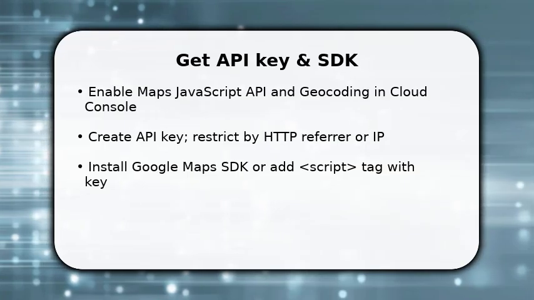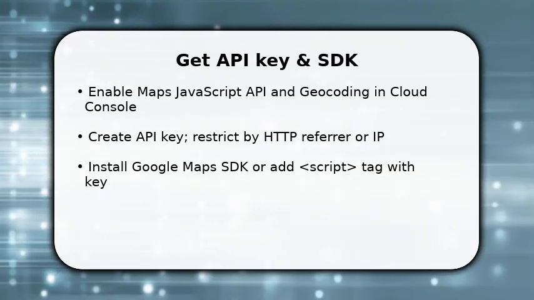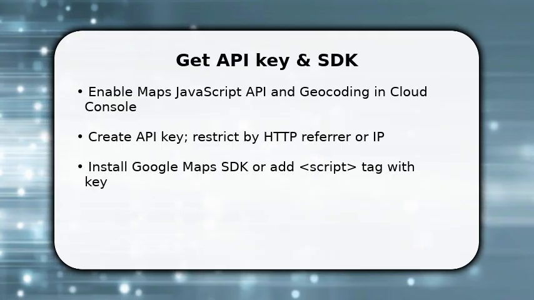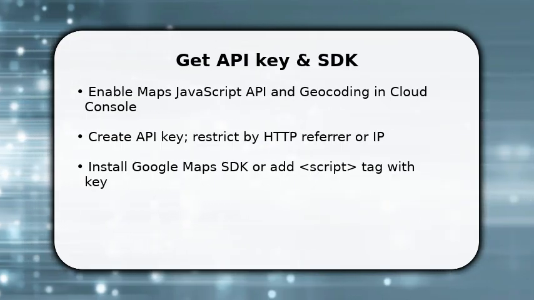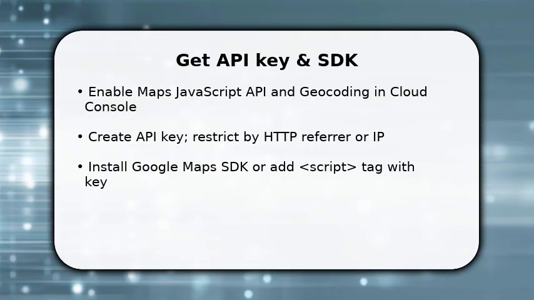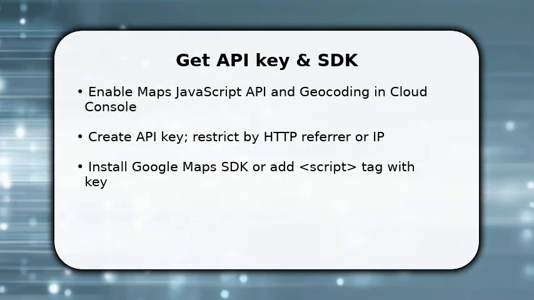Enjoy the video. You start by creating and securing an API key so your app can talk to Google Maps. Enable the Maps JavaScript API and Geocoding API now, and restrict the key by referrer or IP to prevent abuse.